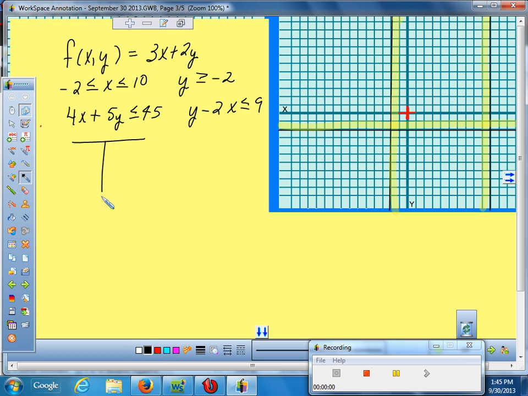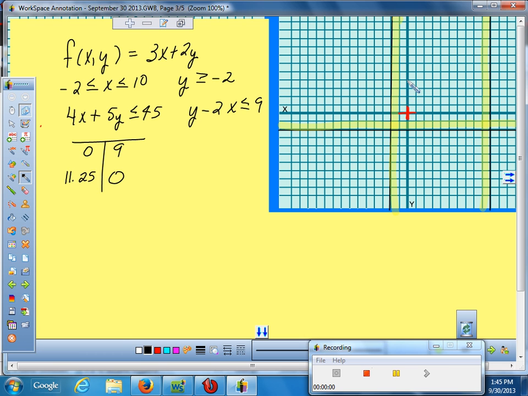Yeah, a little table action here. So if you put 0 in for x, it's nice. The 4x is gone. 5y equals 45. If I divide by 5, I'll have 9. No big deal. If I put 0 in for y, 45 divided by 4 is, okay, 4 times 11 is 44. Well, let's try 11 and 1/4, which would be 7.25. Okay. So, alright, counting from the real origin, 0 over and 9 up.